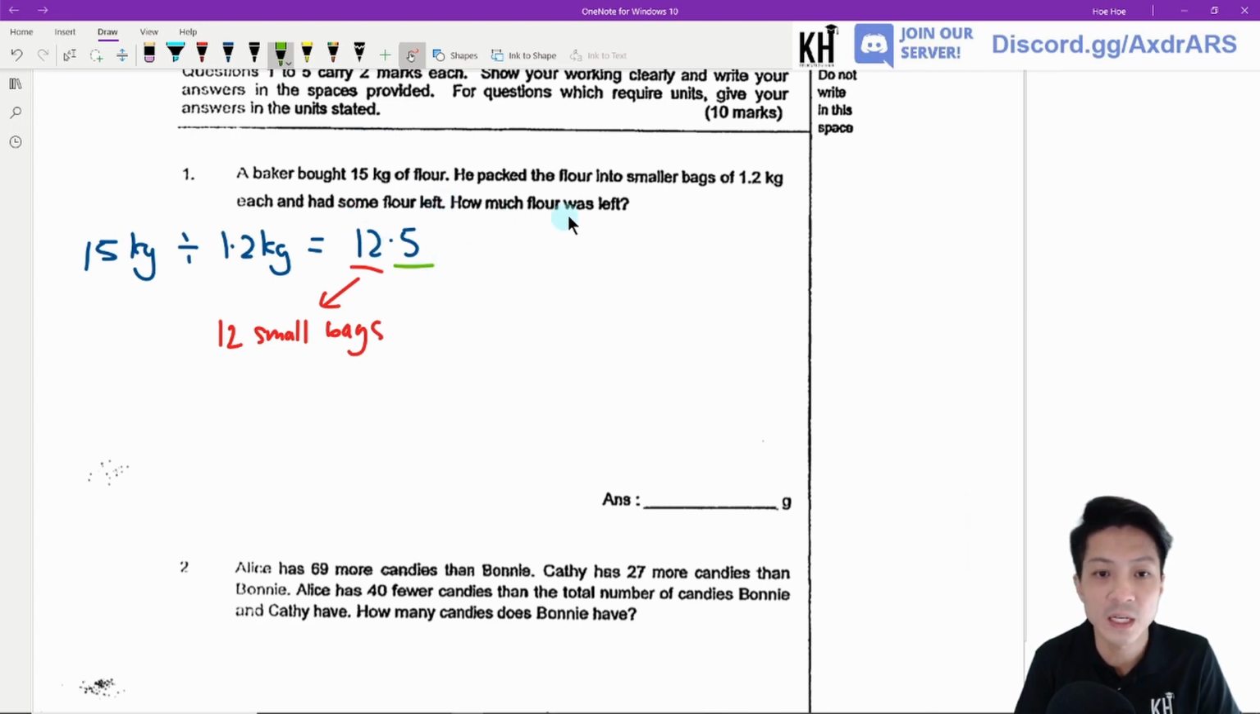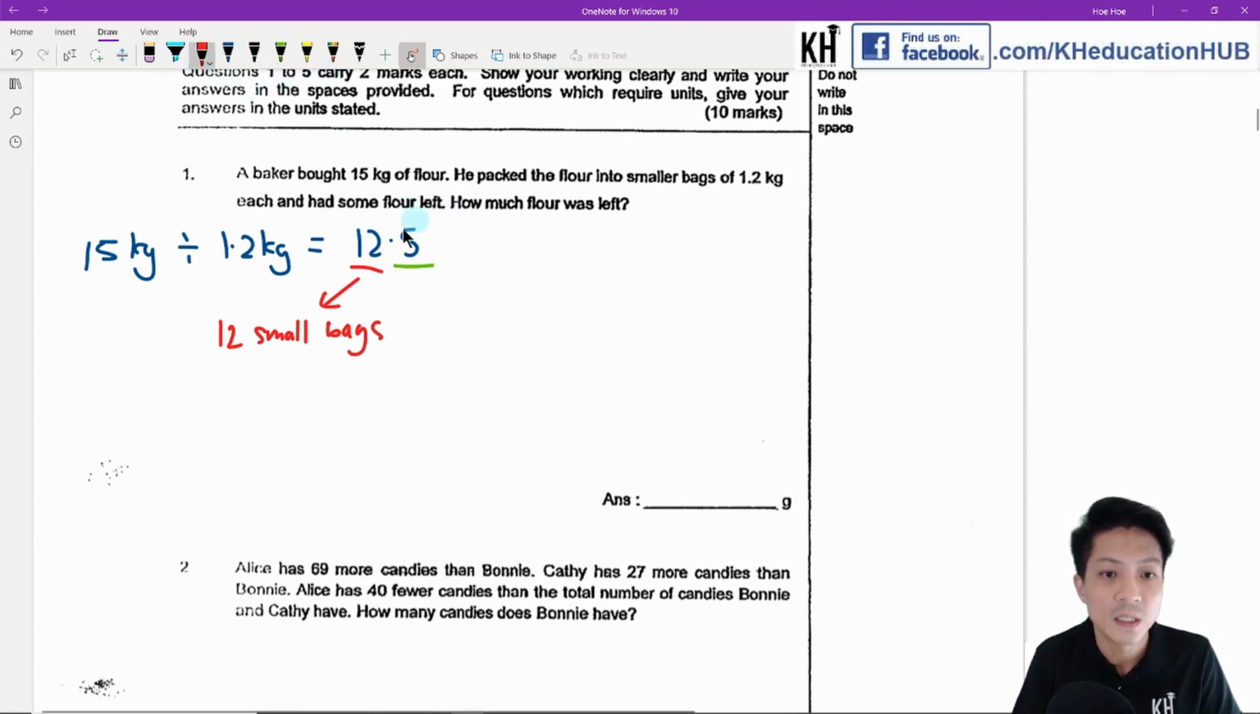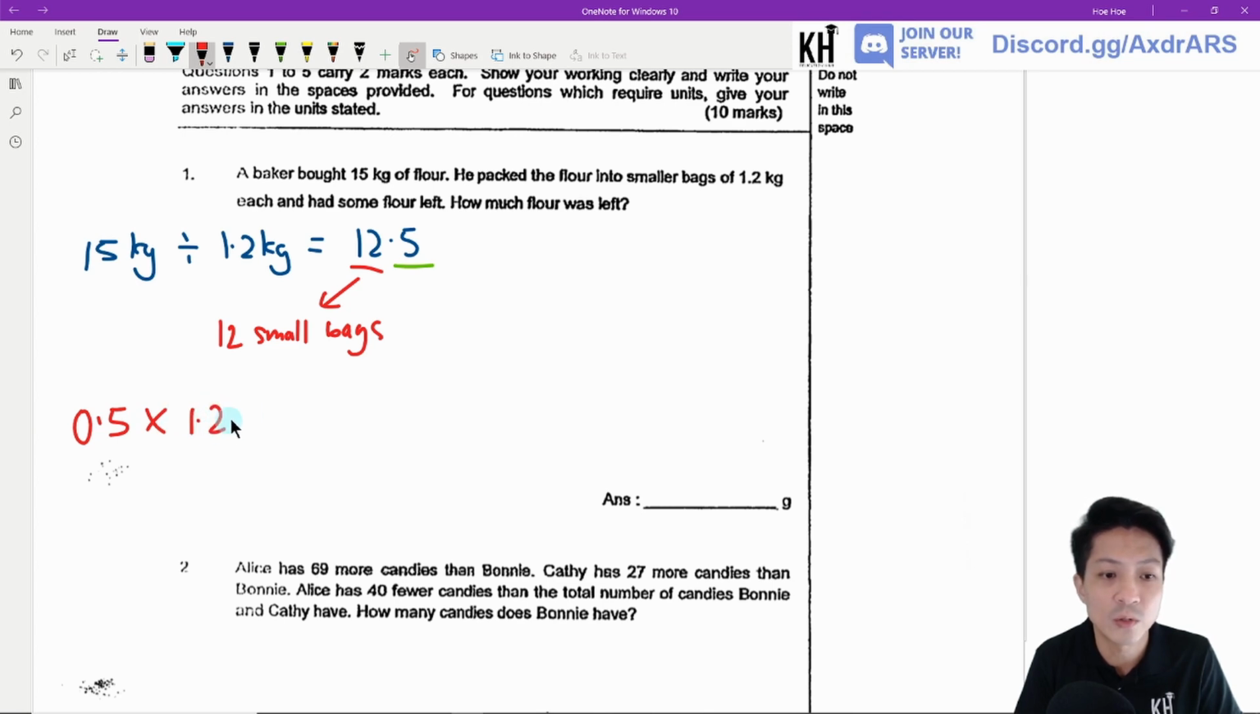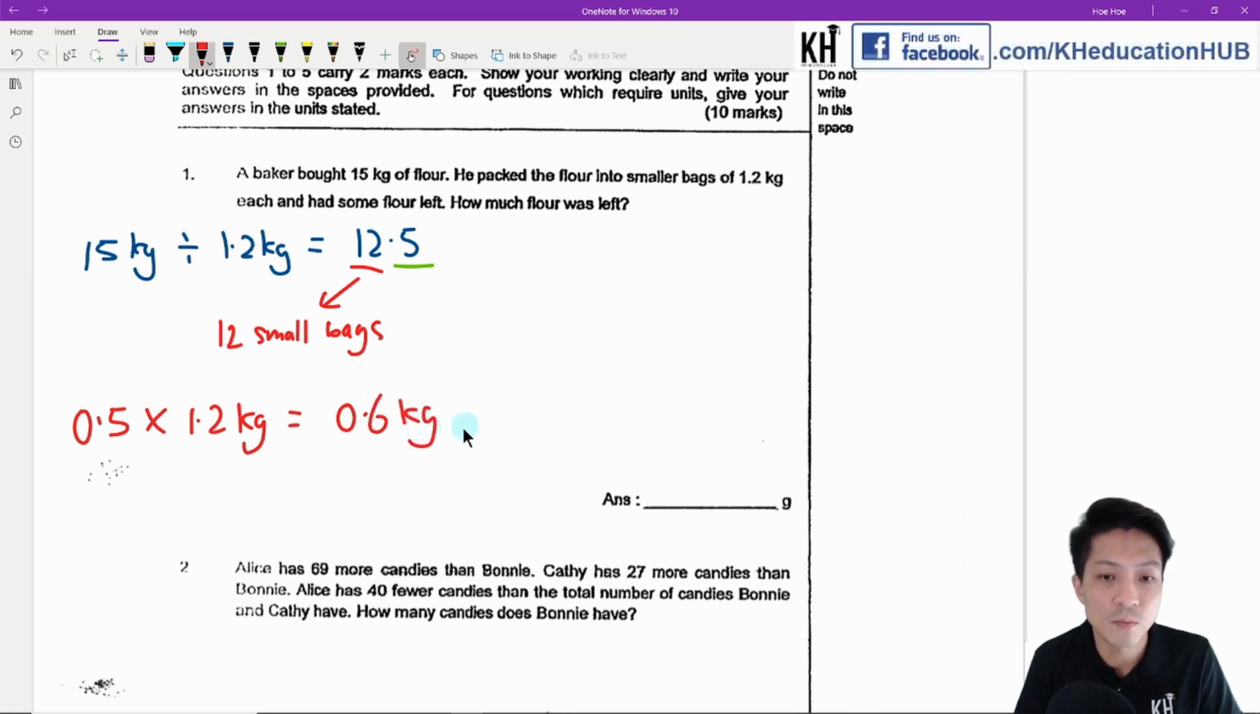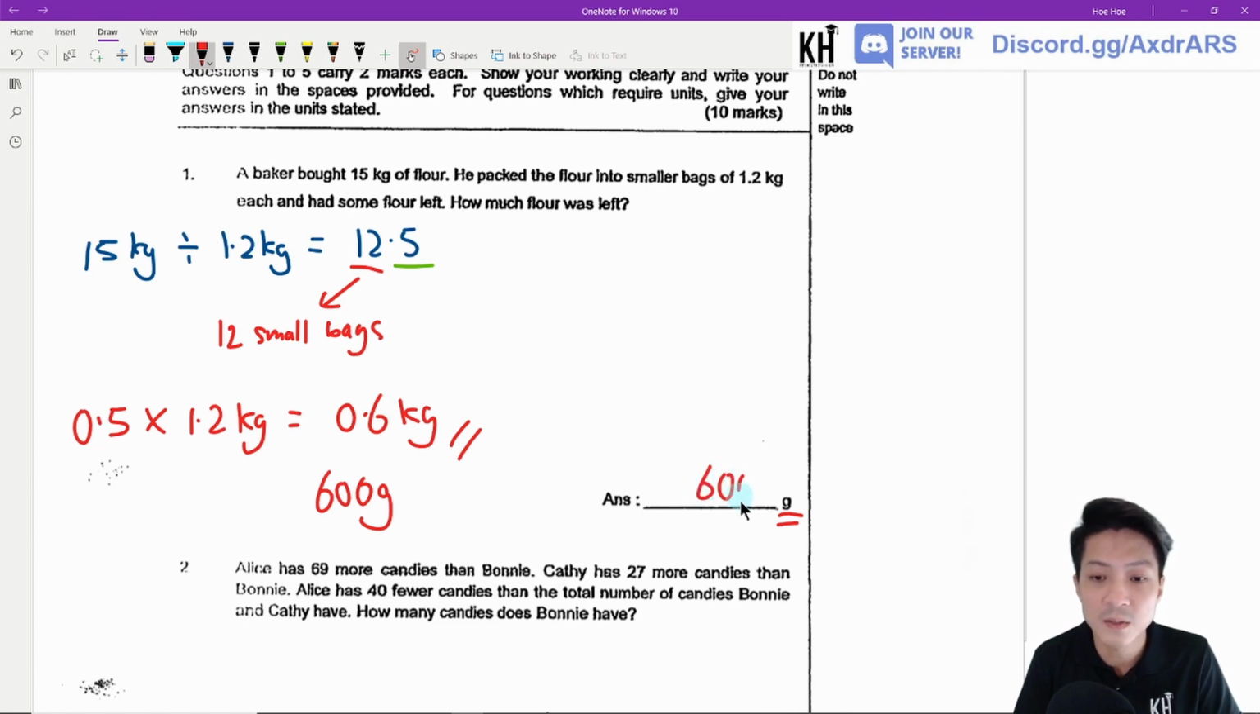The 0.5 behind does not mean 0.5 kg of flour left. A lot of students will make this mistake. Basically, the 0.5 behind tells you that there's 0.5 of 1.2 kg. So basically the remainder is 0.6 kg. And if the answer wants it in grams, it will be 600 grams. By now, at this stage, you should know how to convert kg to gram. Just have to multiply by 1000.